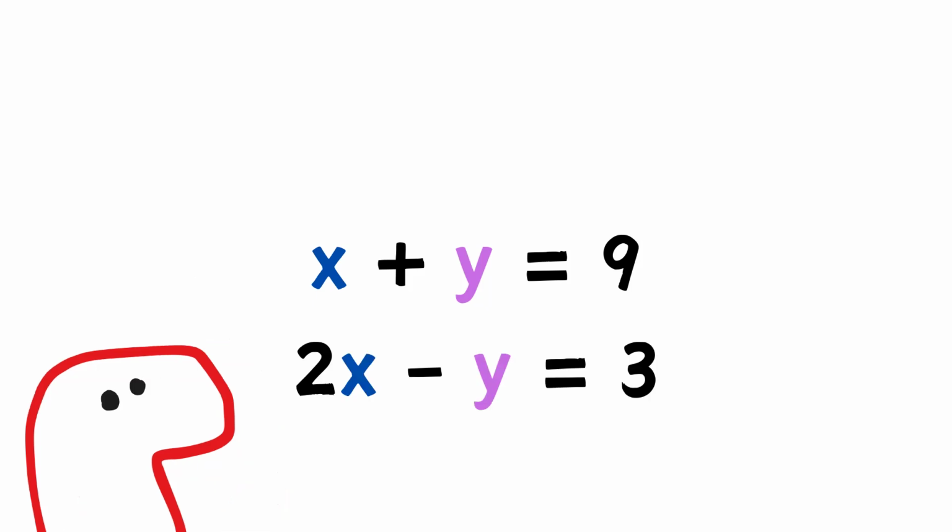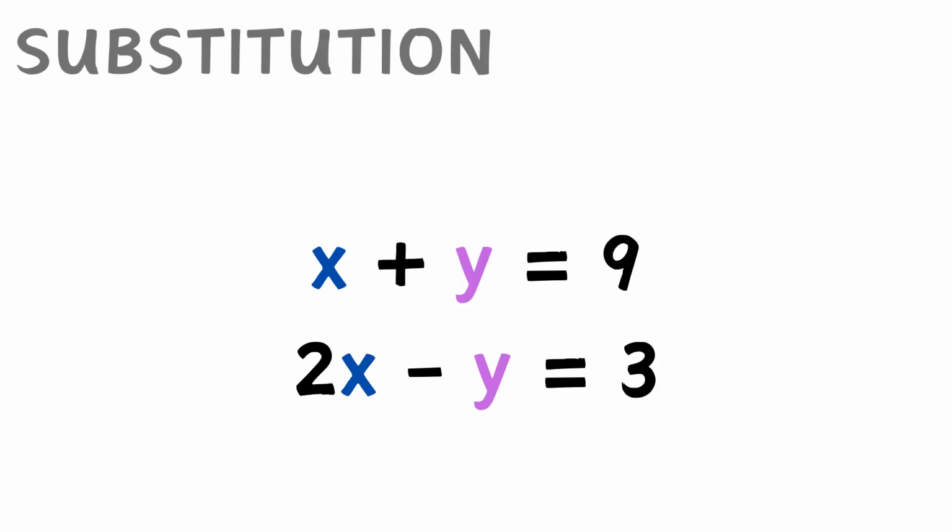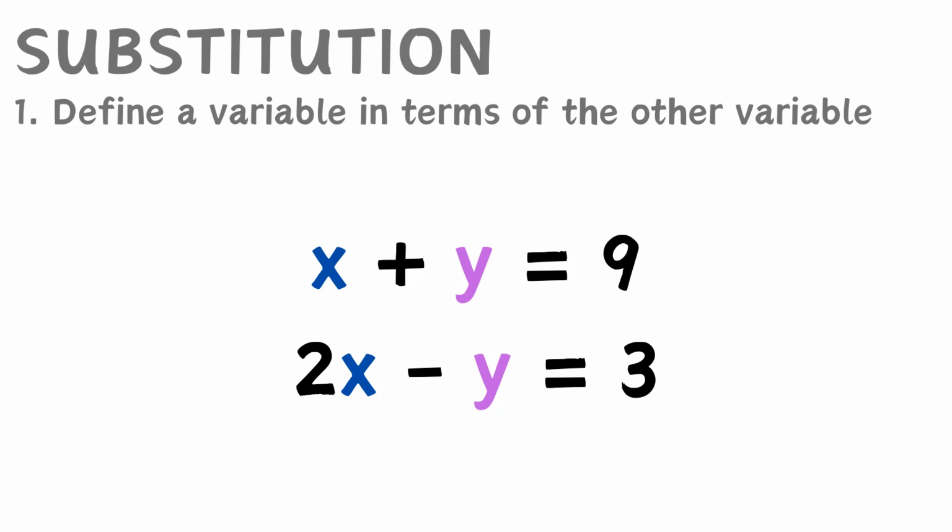But what if we were given a second equation? Now, x and y have fixed solutions, and we can solve for x and y. There are two methods we can use to find the values of x and y. The first is called substitution. To use substitution, we need to define one variable in terms of the other variable. This can be done by isolating.